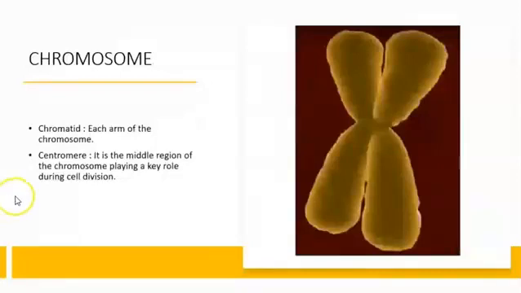Again, the characteristic of a chromosome, which is a chromatin that has been condensed: each arm is a chromatid. The middle is called the centromere. Let's keep scrolling down.